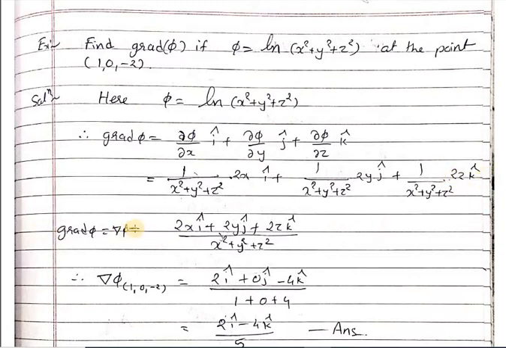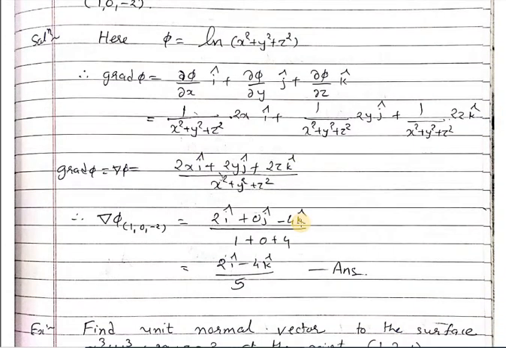So grad phi is equal to 2xi plus 2yj plus 2zk upon x square plus y square plus z square, as the LCM is the same, x square plus y square plus z square. Now put the point 1, 0, minus 2. So instead of x we put 1, y is 0, z is minus 2. So the answer will be 2i plus 0j minus 4k divided by 1 plus 0 plus 2 square is 4. So the answer will be 2i minus 4k upon 5.